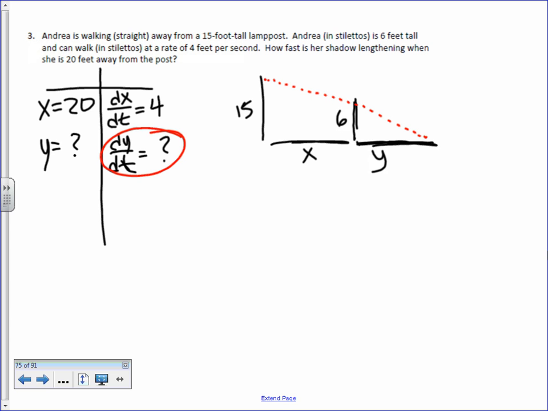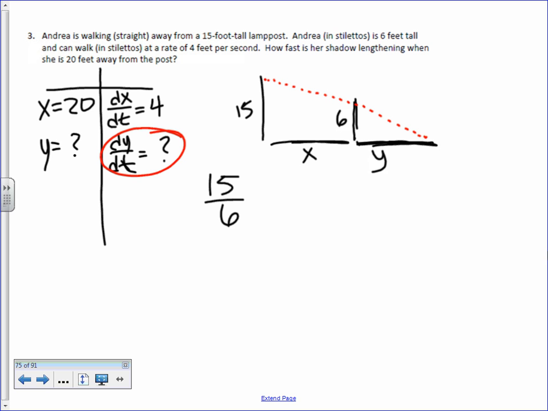So the proportion is we match the corresponding side. So first of all, we match this side with this side. Maybe I'll use a different color there so you can see it. I'll use green. We match this side here with this side. So in our proportion, we've got 15 over 6. All right, so that's the start.